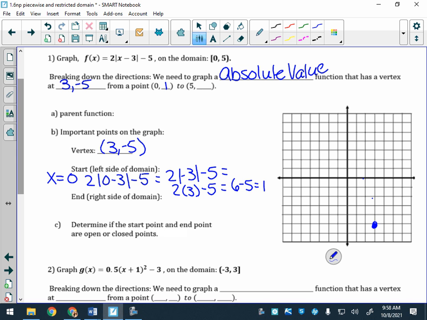So our first point, 0, 1, is that going to be an open or closed circle? Kate? Careful. Why'd you change? It's included, it has a bracket. So this would be a closed circle at 0, 1.